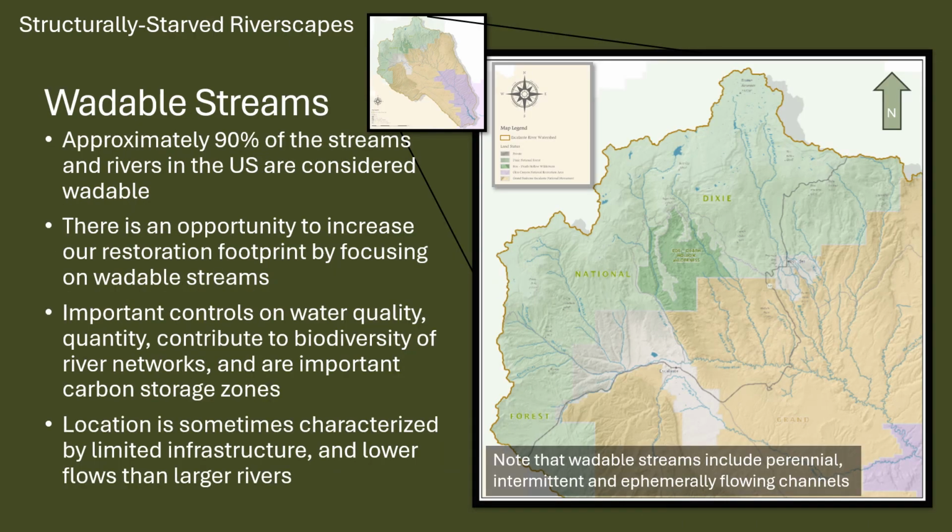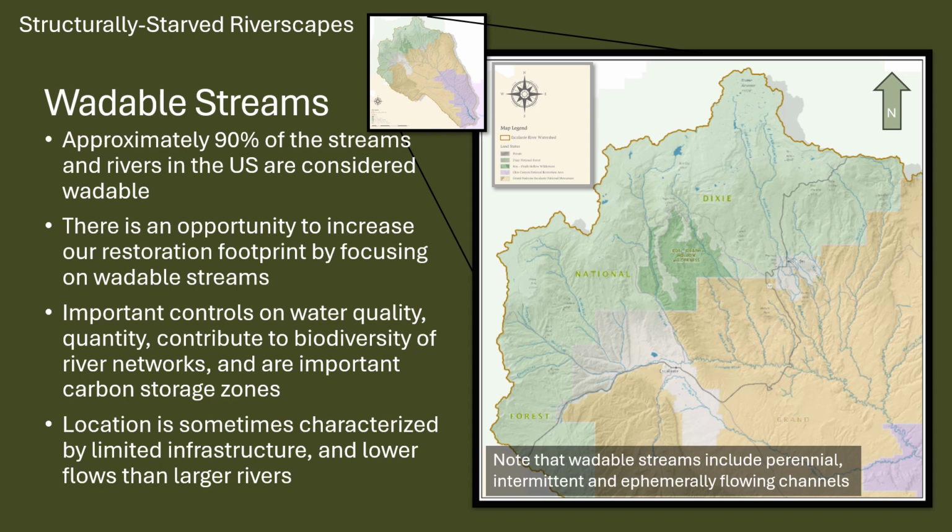The importance of wadable streams is often understated and overlooked. Sometimes referred to as low order, but certainly not low in productivity, wadable streams are the origin for larger order rivers like the Colorado. And it is well documented that these low order streams contribute to the biodiversity of river networks, are important carbon storage zones, and are important controls on water quality and quantity.